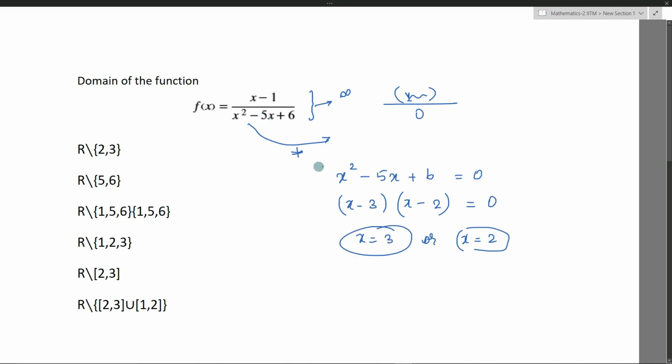So for every other value, we will get some value of the function, right? So it means that the domain of the function is nothing but the whole of R, which does not include 2 and 3. So this is the first option, right? But be careful that here also we have R not including 2 or 3, but this is not a set, right? So this is a matrix, which is not relevant to the domain of the function. All right, so we'll move on to the next question.